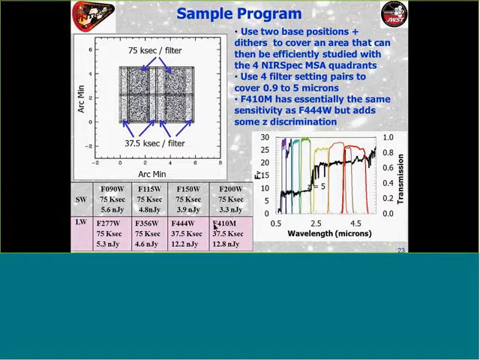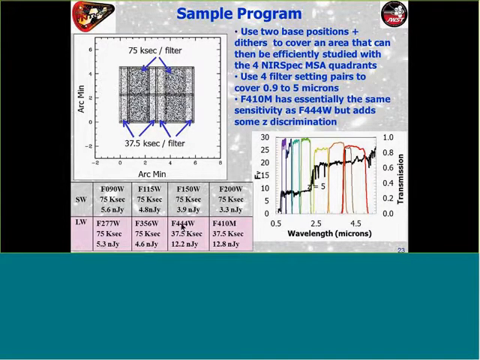And in the chart here are listed the filters that we would use, and because there are more short wavelength than long wavelength filters, at one time we had doubled the exposure time on F444W, but what we're going to do now, and I see I've made a mistake on this chart, these two actually will get the same 75 kiloseconds.